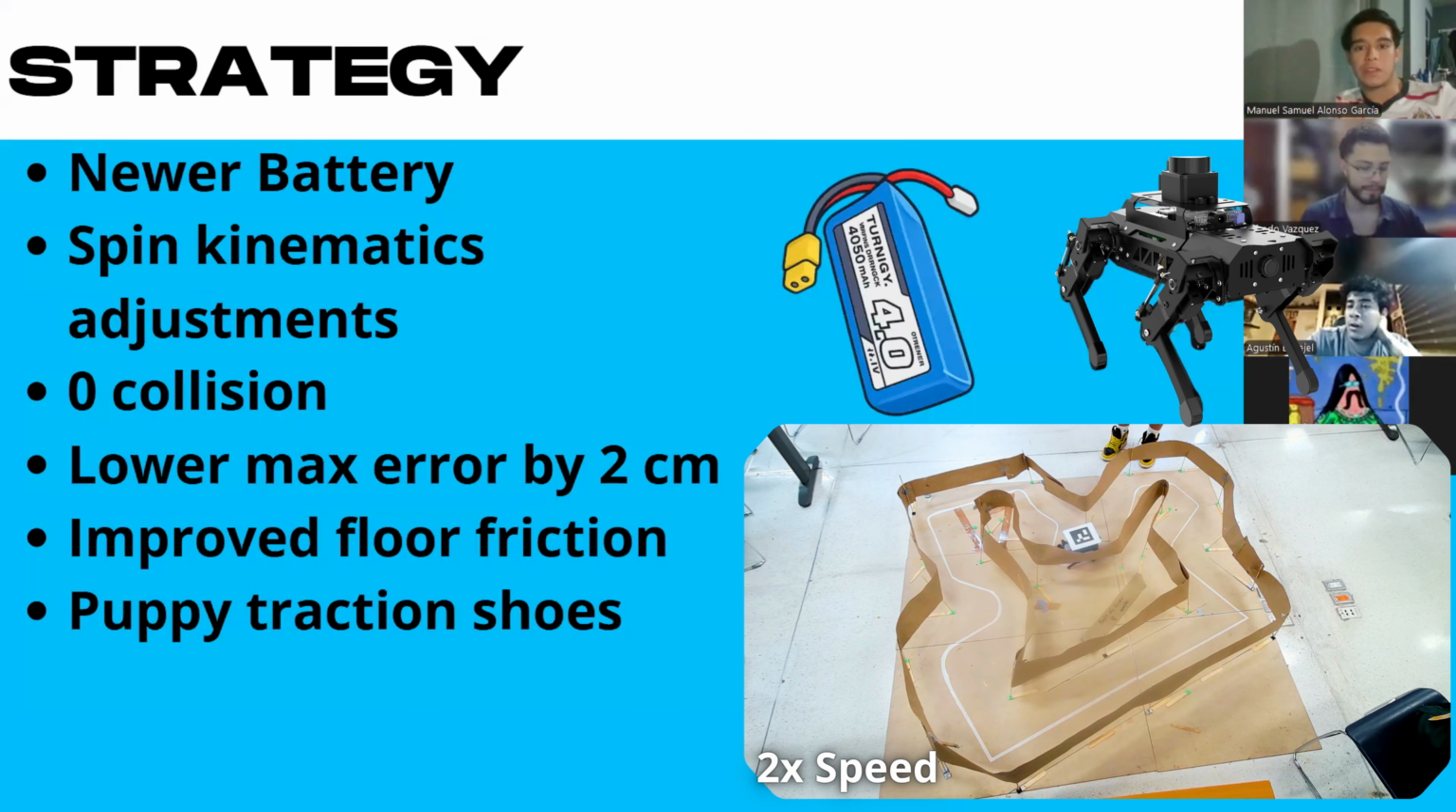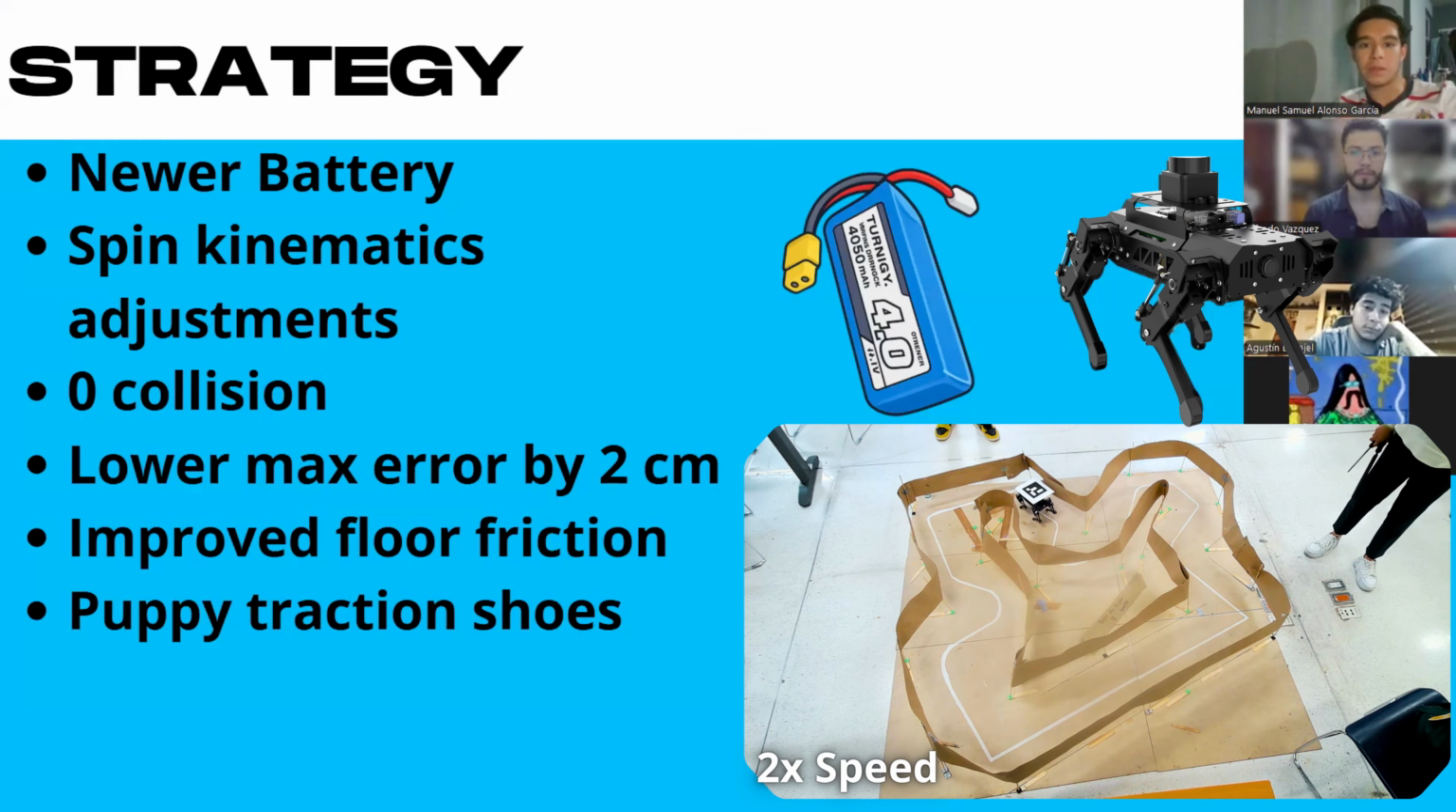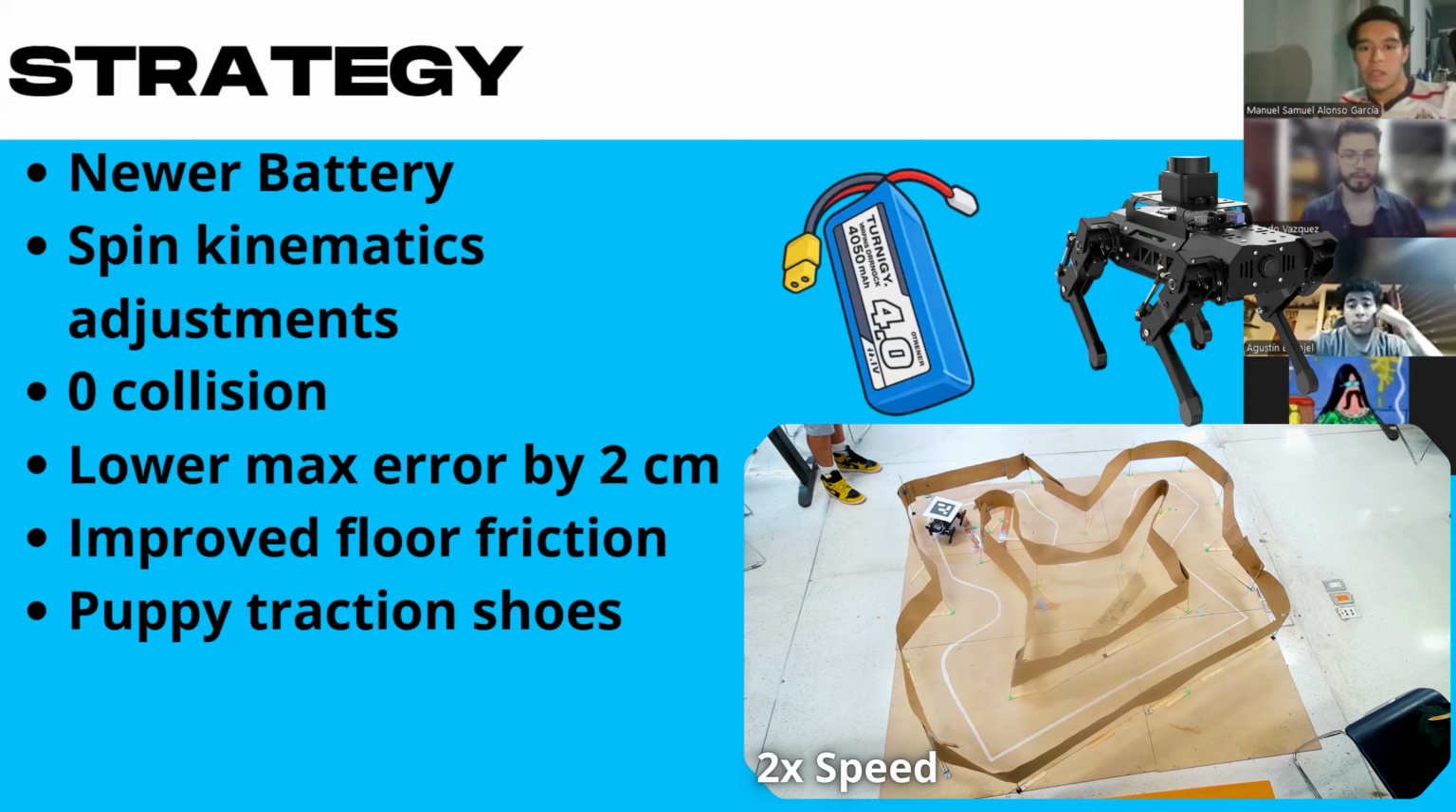Finally, with the strategy for the future improvements, first, we need a newer battery to keep a stable voltage for the Raspberry Pi because the robot consumes a lot of energy. Second, we want to adjust the spin kinematics to achieve zero collisions and lower the maximum error by 2 centimeters. To the end, we need to improve floor friction. We plan to design puppy traction shoes, basically rubber grips, so the feet won't slip on the MDF base.